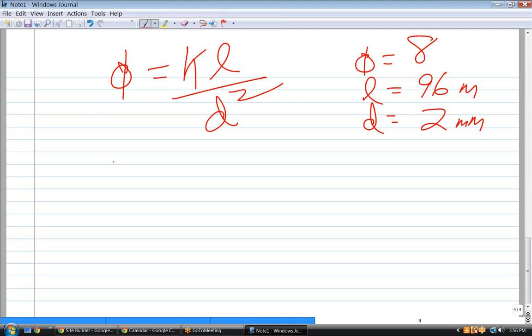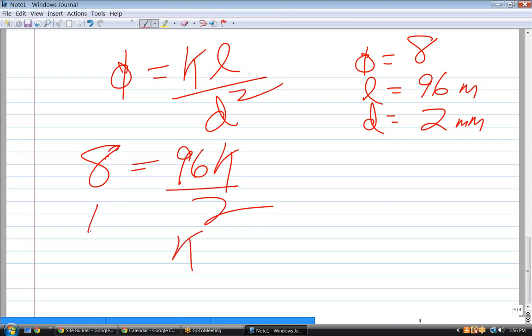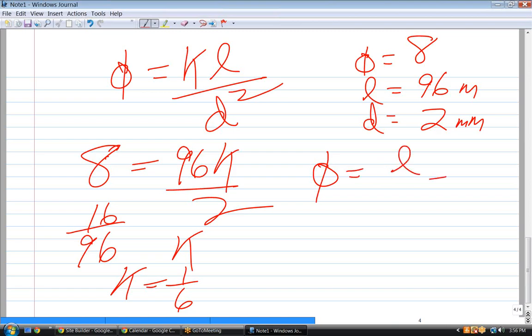Okay, so 8 equals 96K divided by 2. So K equals 16 divided by 96, which is 1/6. K equals 1 over 6. So the general formula is ohms are equal to length over 6d squared. Now, what is the case they ask about? The new case. They want to know what happens when you have 150 meters of wire with a diameter of 5 millimeters.